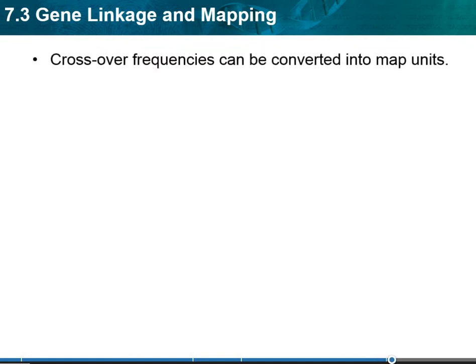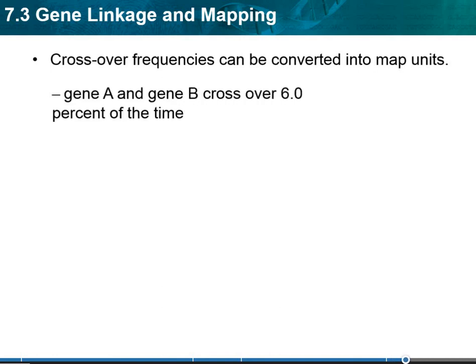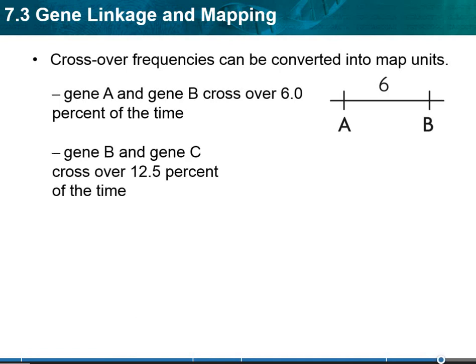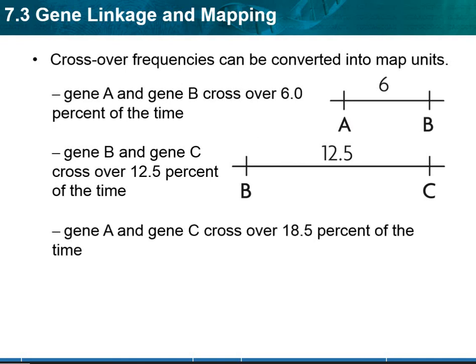So crossing over frequencies can be converted into map units. Gene A and gene B cross over 6% of the time. Gene B and C cross over 12.5% of the time. Once again, you look at that 6, they need to be closer. 12.5, they should be further.